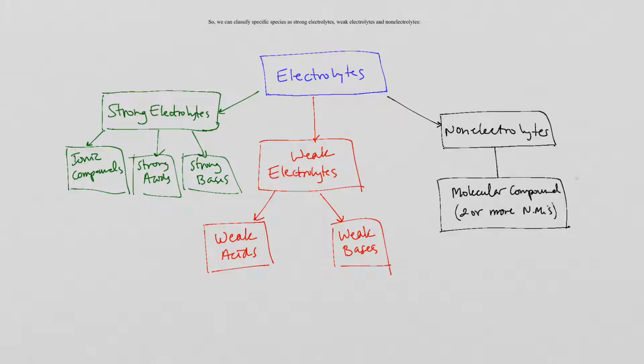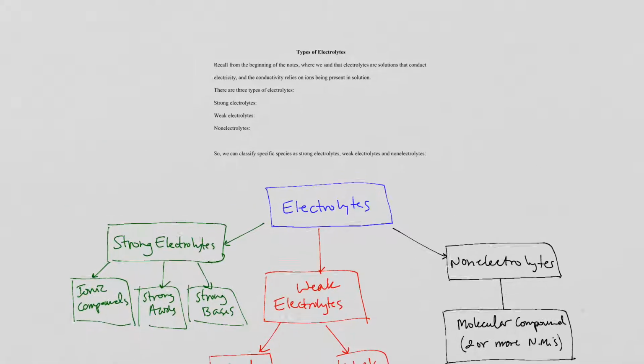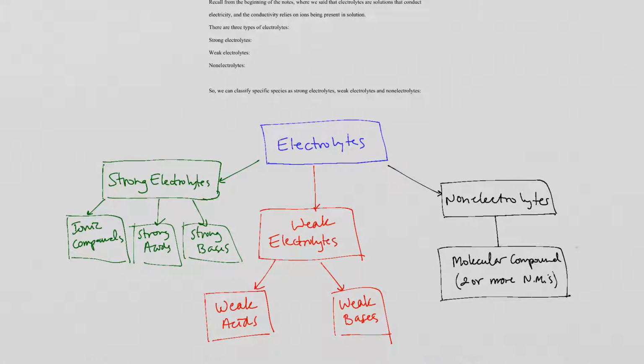So that is where we're at, you guys. I'm going to write this all up here in the summary. Strong electrolytes are strong acids, strong bases, and ionic compounds. Weak electrolytes are weak acids and weak bases. Non-electrolytes are molecular compounds.